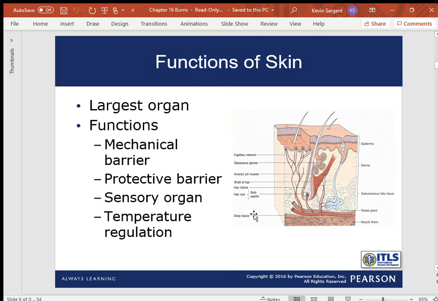When we burn through these layers and the nerves are burned, then that burn becomes painless, at least in that spot. Third degree burns tend to be very painless, but they do have very painful first and second degree burns around those. And temperature regulation. Our body, through use of sweat glands, has a way of cooling the body down, and through fat stores has a way of keeping us warm in the winter.